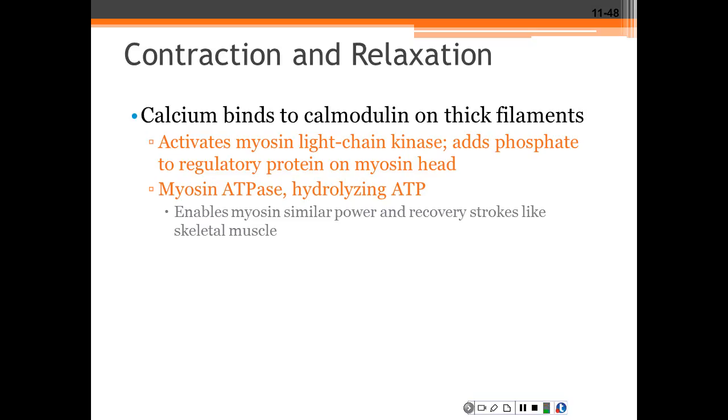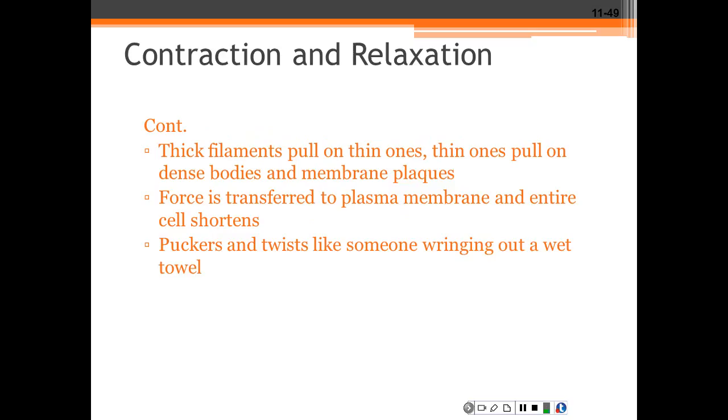this ATP. Now the thick filaments are going to pull on the thin filaments, which in turn are going to pull on the dense bodies and the membrane plaques, and it's going to transfer that force to the plasma membrane and shorten the entire cell. Now, when a smooth muscle cell contracts, it puckers and twists somewhat like wriggling out of a wet towel.